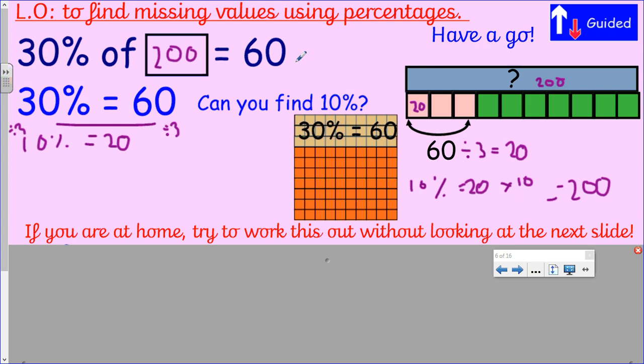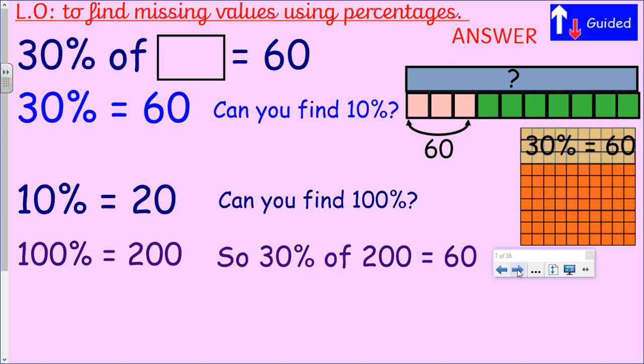And just in case you don't believe me, we'll do it the normal way. So 30% of 200, I would find 10% first by dividing by 10. So that would be 20. And then I would times it by 3. 10% times by 3 will give me 30%. That was Wednesday's lesson, I think. So if I've got my 20, I times it by 3, I end up with 60. So we are correct. 30% of 200 equals 60. So your next slide is just that same answer, so I won't go through that again. It's just exactly what we've just done.